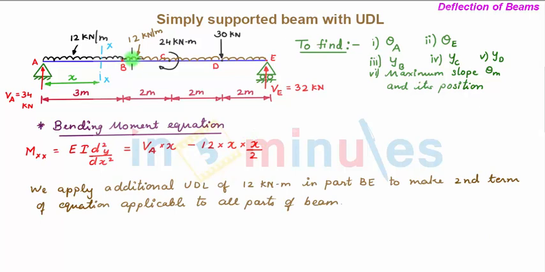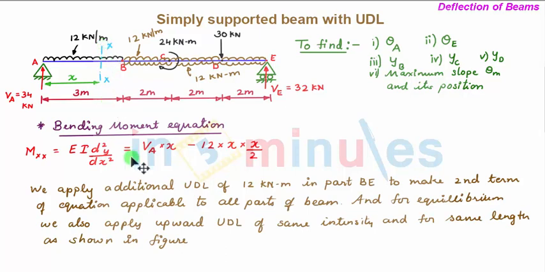Now we see that due to additional downward UDL of 12 kN for this part of the beam, the equilibrium of the beam is disturbed. So to restore the equilibrium of the beam, we apply the same UDL on the upper part of the beam and for the same length. So we see the downward UDL and the upward UDL cancel each other. So the shear force as well as bending moment at all points is again nullified.